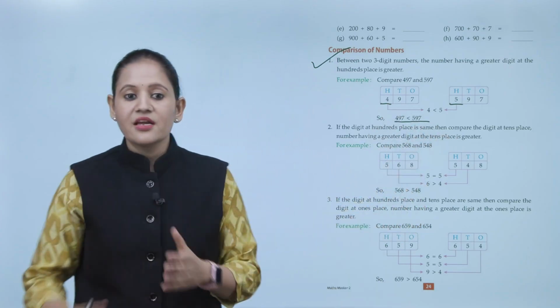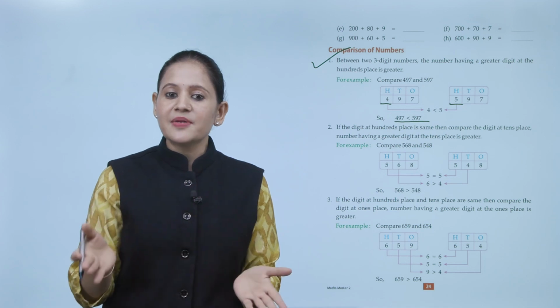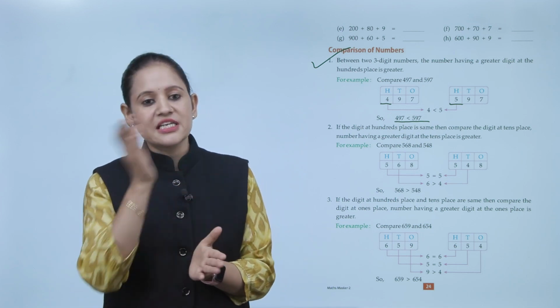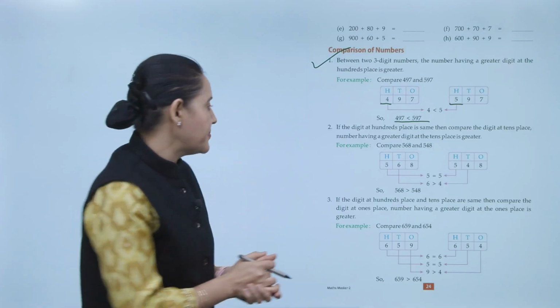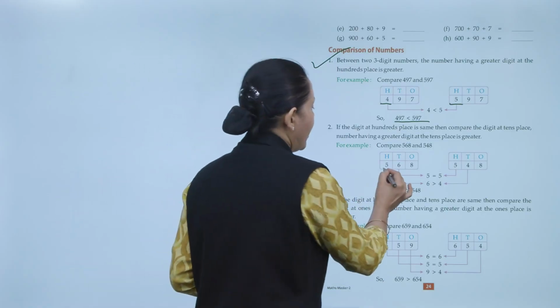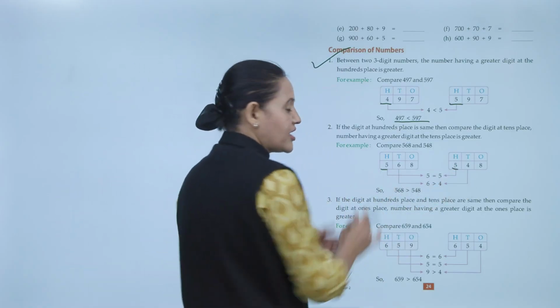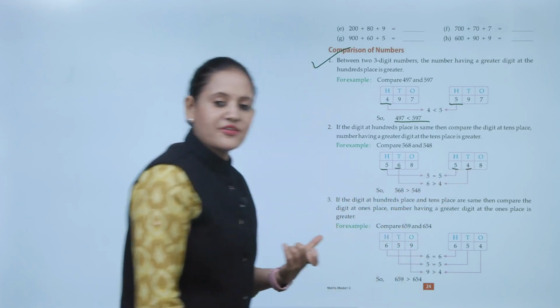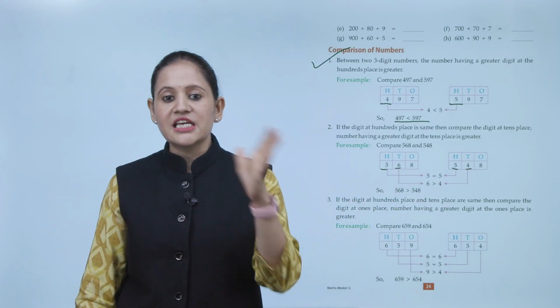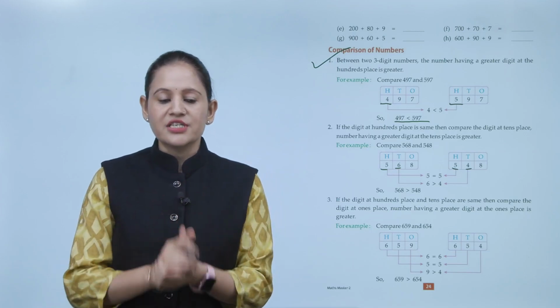Clear? But in case the digit at 100 place is the same, then we'll compare the digit at tens place. The number having the greater digit at tens place will be greater. For example, in these two numbers, the 100 digit is the same. So we'll compare the digit at tens place. Here it is 6 and here it is 4. 6 is greater than 4, so we can say 568 is greater than 548.